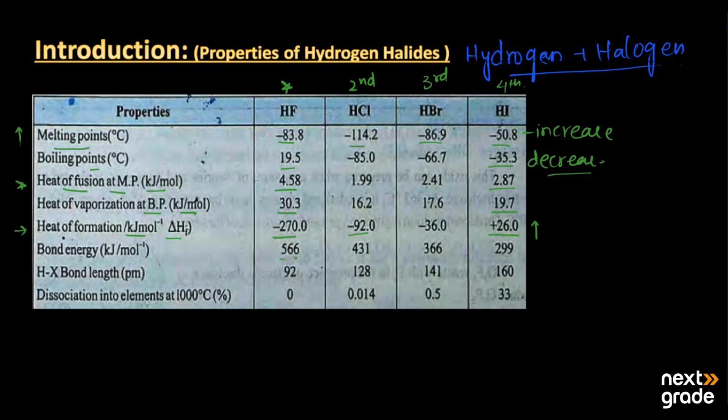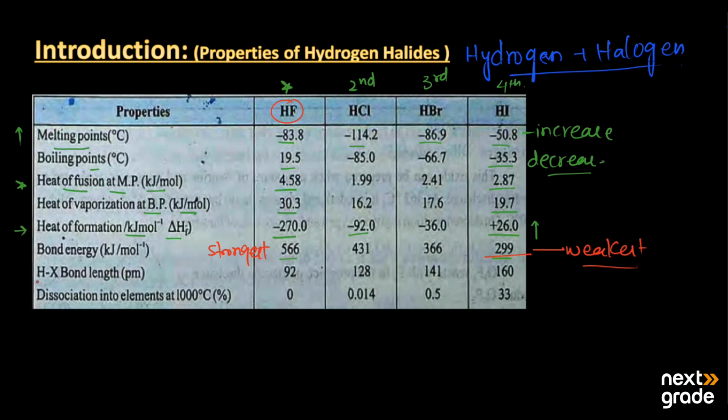Then we have their bond energy, given in kilojoules per mole. For HF it is 566 and that of hydrogen iodide is 299. It means the bond in HF is the strongest bond, and the bond in hydrogen iodide is the weakest bond.